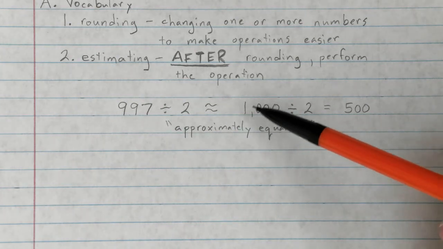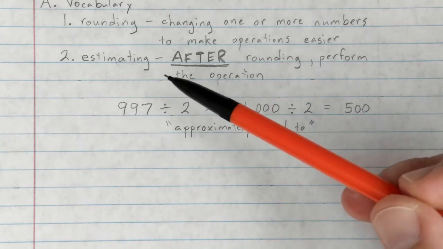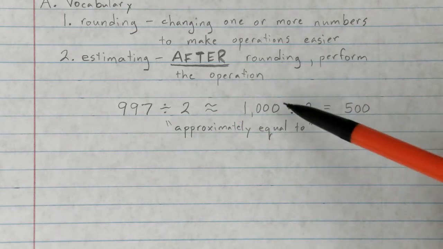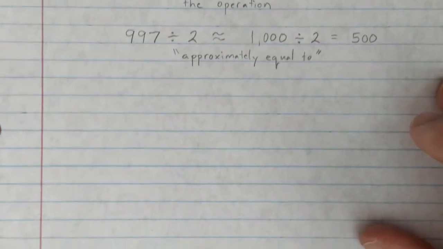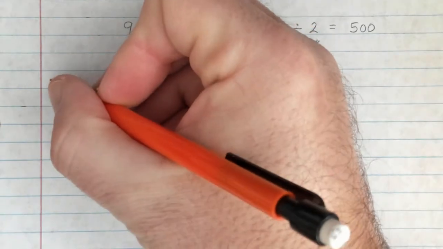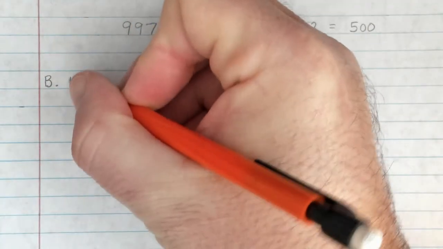1,000, 100, any product or power of 10 is usually pretty nice. And then estimating is performing the operation after that. Okay. Again, let's go ahead and take a look at the actual procedure. Let's go through this and see how this will work.